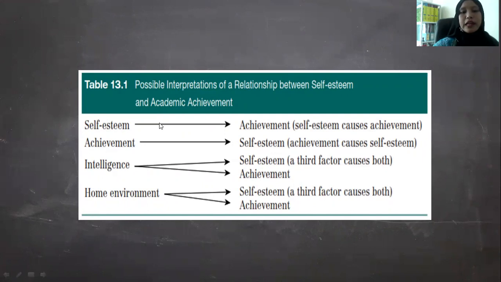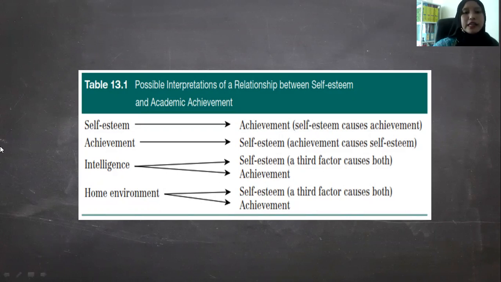A simple correlation: self-esteem is correlated to achievement, or achievement, another simple correlation. Then looking at the cause and effect relationship, whether achievement causes self-esteem or self-esteem causes achievement. The third example here is about a factor that causes intelligence, self-esteem, and achievement.